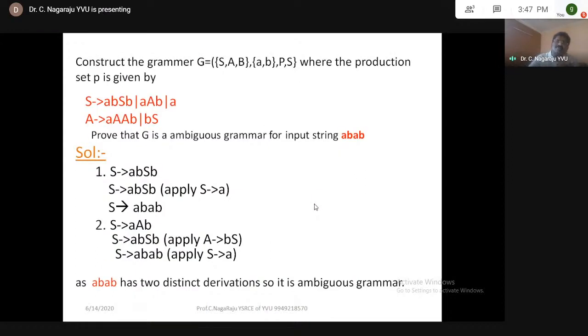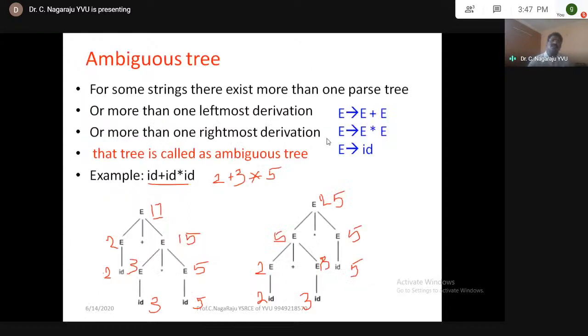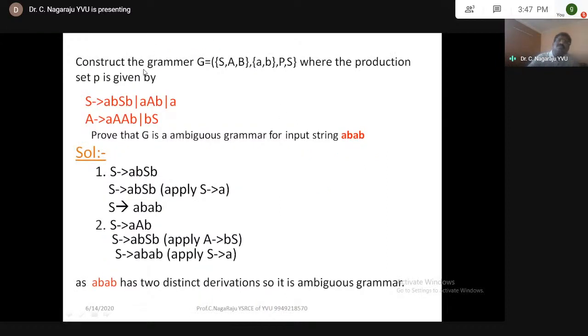Here are some of the ambiguous trees. This ambiguity, left derivation and right derivation are very important for GATE. Here I am explaining the theory, and also the problems. So here is an ambiguous tree. For example, you construct the grammar.